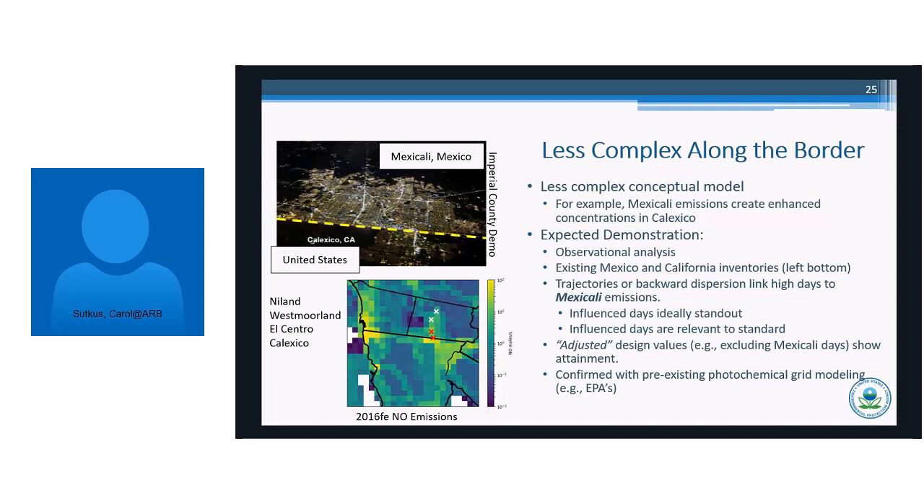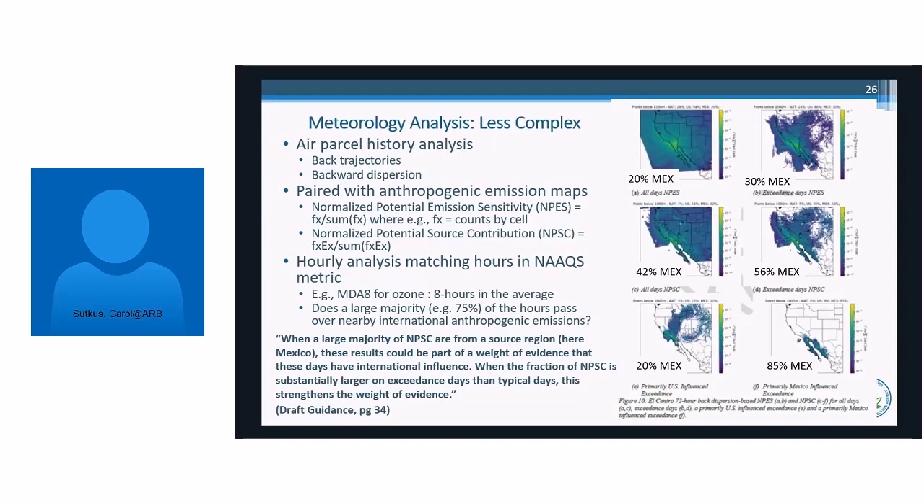What has been done in demonstrations that have been submitted to us so far is that people have created adjusted design values that show attainment, which would be necessary but not sufficient for your weight of evidence. And then in a case like this, you could confirm the contribution that you're estimating from adjusted design values with pre-existing photochemical modeling. And the example that I'll use here is EPA's modeling that is publicly available. So we'll go to the next slide to look at what an example might look like.